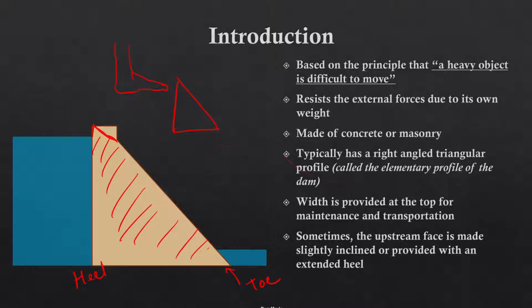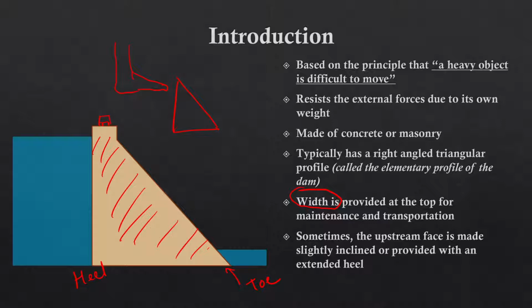Then some width is provided at the top, which is this portion, so that some vehicles can at least move on top of the dam for transportation and other purposes and maintenance.